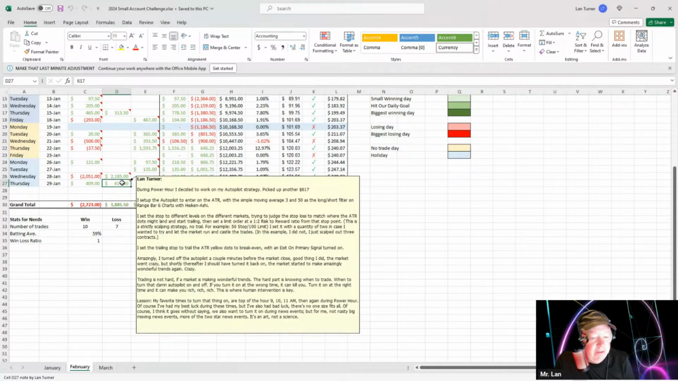But the lesson here: my favorite time to turn that thing on is the top of the hour, 9, 10, 11 a.m., then again during power hour. Of course, I've had my best luck during these times, but I've also had bad luck. There's no one size fits all. I think it goes without saying we also want to turn it on during news events, but for me, not the nasty, big moving news events, more of the 2-star news events. It's an art, not a science.